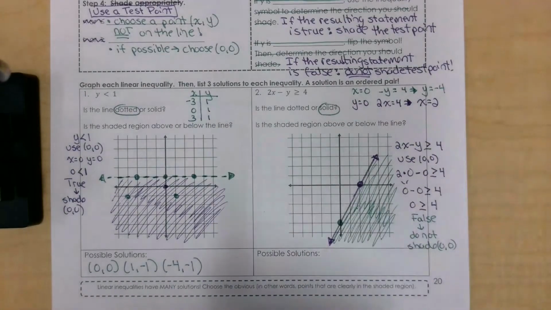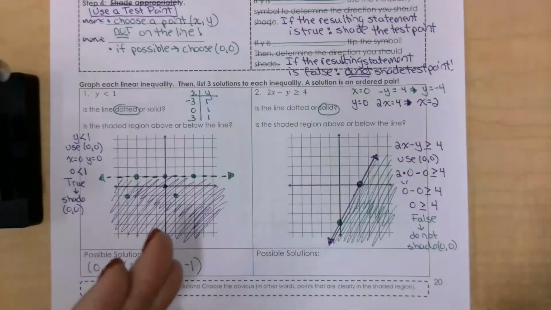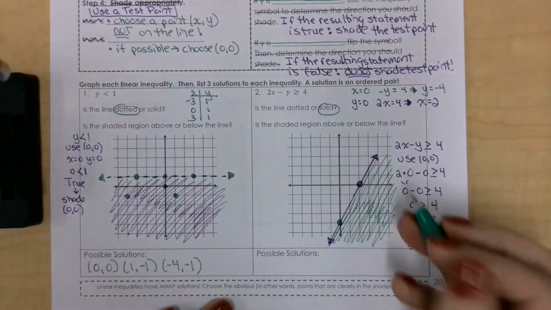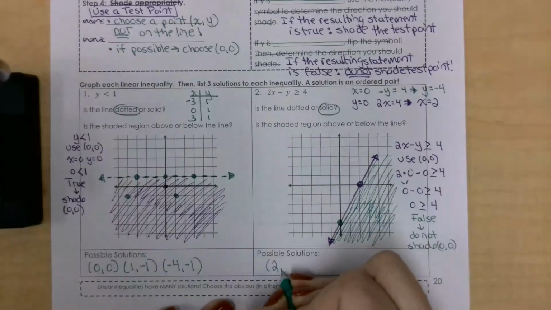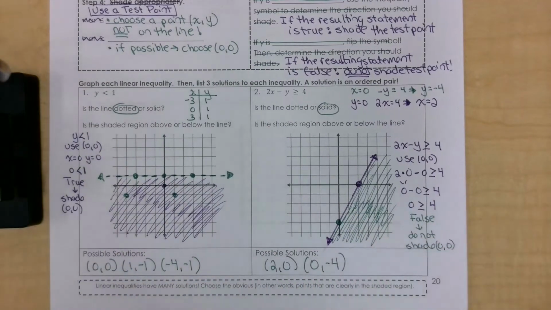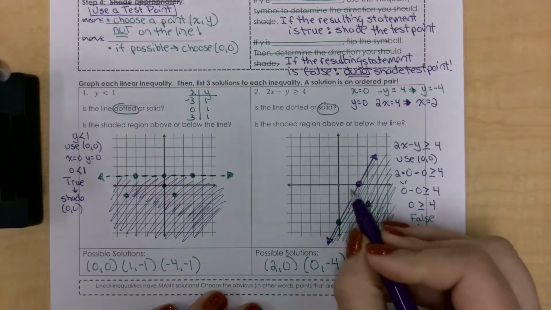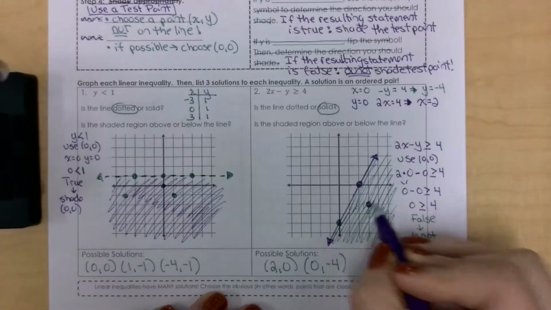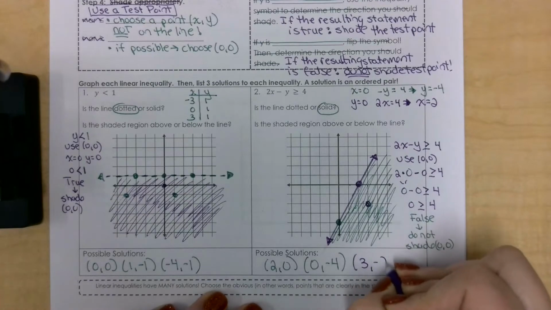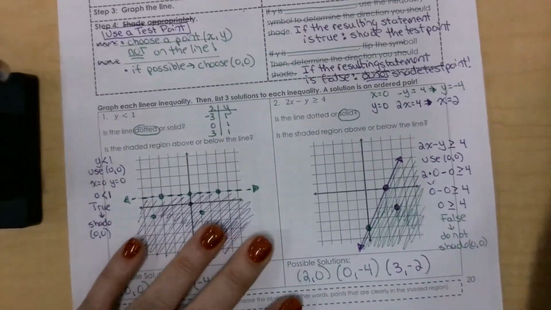Alrighty. Let's talk about some points. Well, this is a solid line, so both of my intercepts are solutions. So this is at 2, 0, and this is at 0, negative 4. And then I can find another point in here. Let's make another point: 1, 2, 3, negative 2. And there you go. Let's go to the next page and see what we've got.